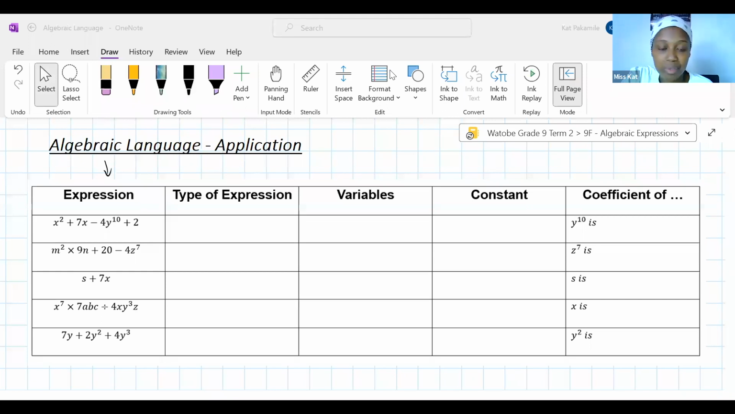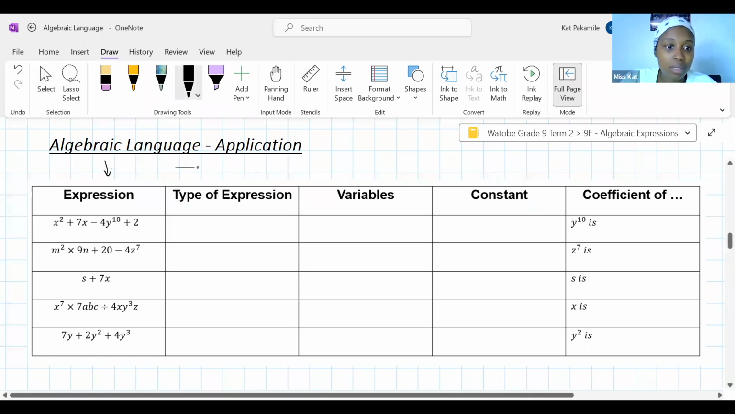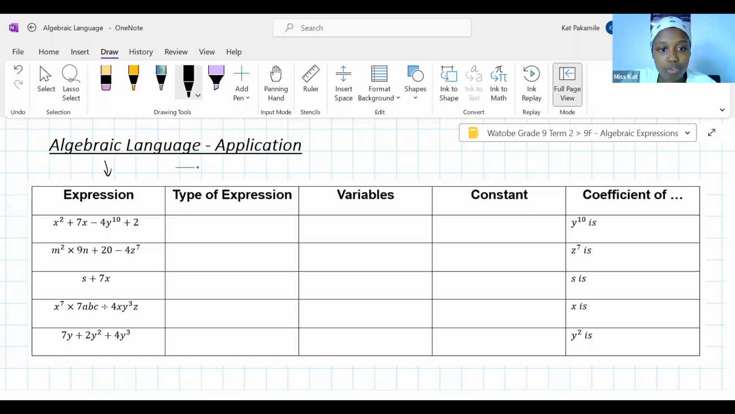Oratile, are you ready? Yes, ma'am. Beautiful. Okay, let's start with the first one. What type of expression is this? It is a polynomial, ma'am. It's a polynomial because we have how many terms? Because there are 4 terms. There are 4 terms. So 4 terms makes it a polynomial. And in brackets, I'm going to write how many terms. Great. So Oratile, tell me what the variables in this expression are.